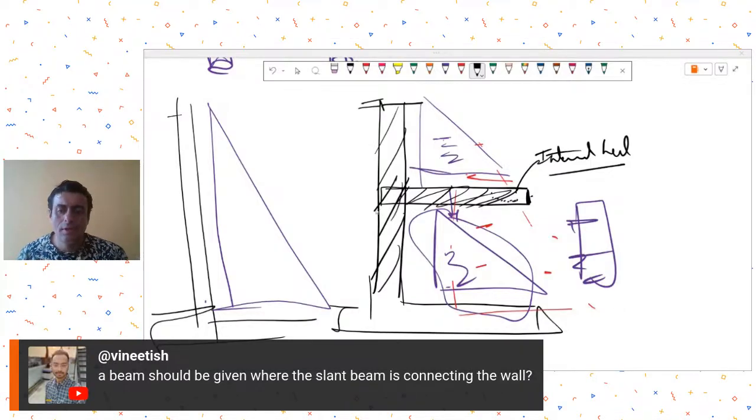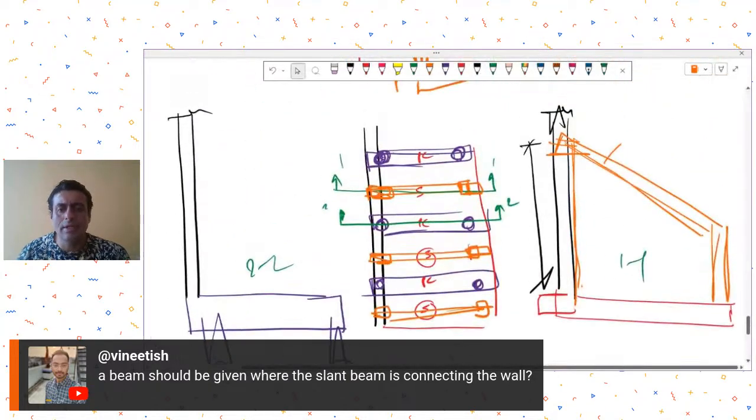Yeah. So when it is saying a beam should be given where the slant beam is connecting the wall, you can provide that if required, but have its orientation like this. Okay, have its orientation like this.